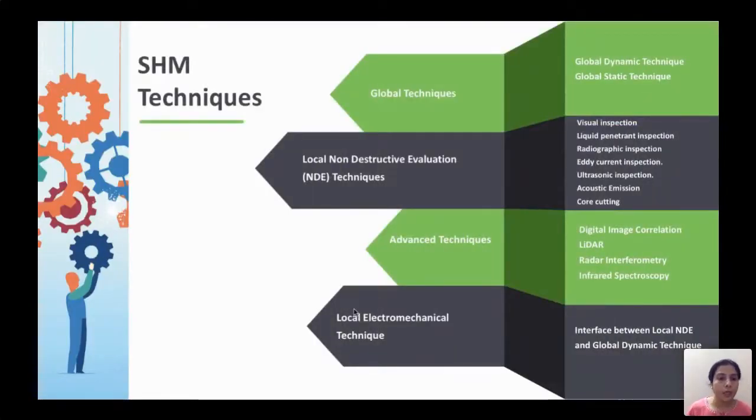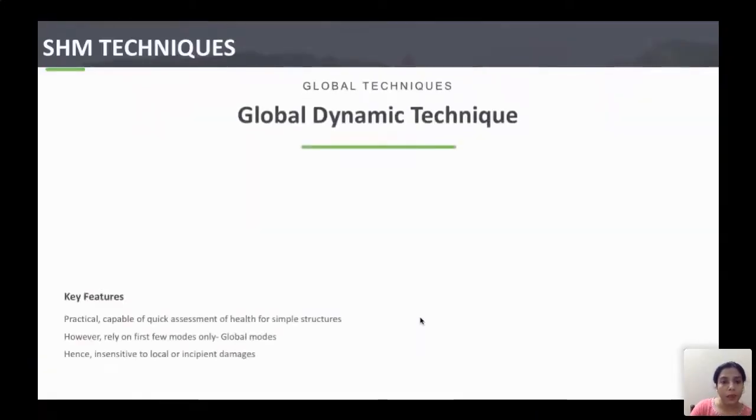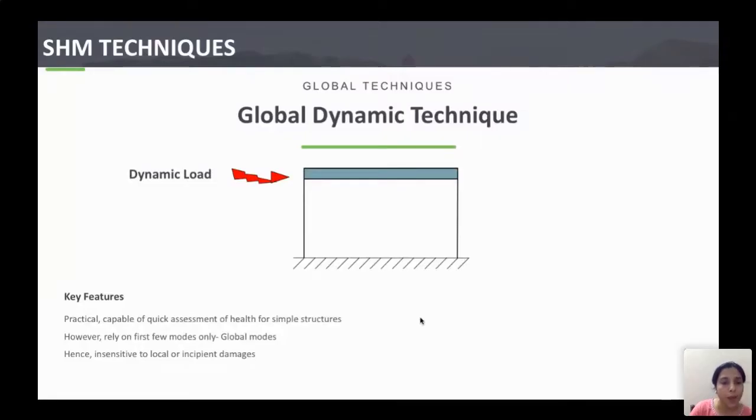Okay, so next is SHM techniques. In this presentation, I have given a huge list, but we'll be covering only the global technique and the local EMI technique, which are relevant to the piezoelectric materials. The main difference between the two techniques is that in the global technique, the whole structure acts as one structure, and we apply loads on it. However, in the local EMI technique, only a small region is the concentrated part where we monitor the structure, right? So we'll take them one by one. In the global technique, there is a structure, and we apply dynamic loads in terms of impact or shakers, but the load should be dynamic since it's a global dynamic technique.